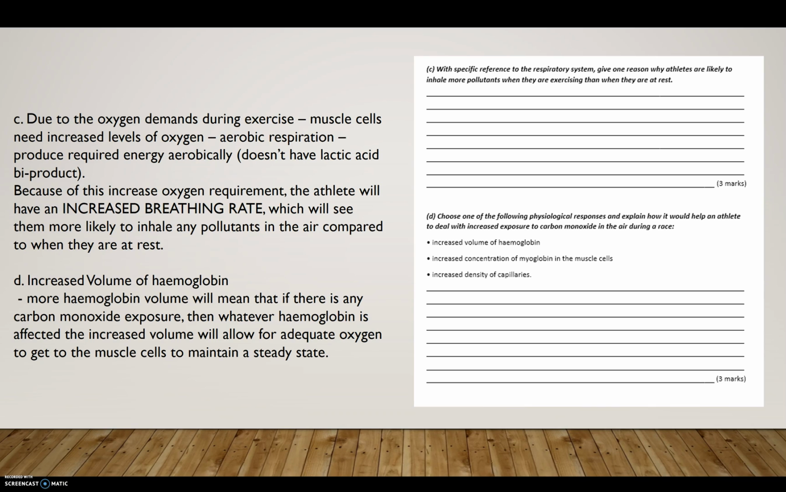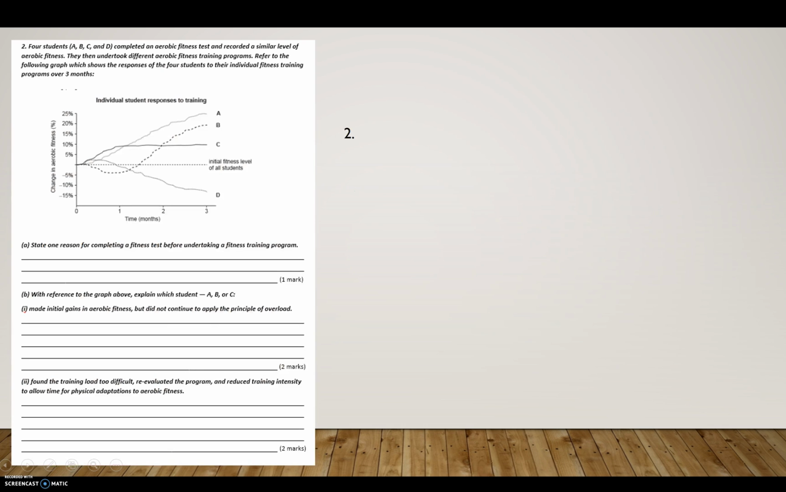So increased volume of hemoglobin will mean that if there is any carbon monoxide exposure, then whatever hemoglobin is affected, the increased volume will allow for adequate oxygen to get to the muscle cells to maintain that steady state. That's how it would allow the athlete to continue to work. Increased hemoglobin will allow that increased oxygen carrying capacity, which would allow for some of it to be hindered by the carbon monoxide.